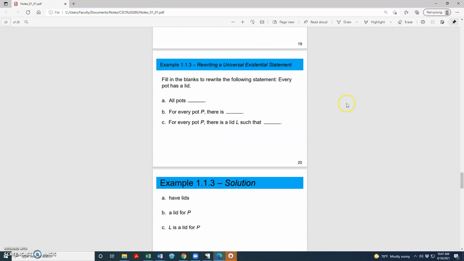All right, let's try a few more. My initial statement: every pot has a lid. So again, here's three ways I could phrase it. All pots have lids. For every pot P, there is a lid for P. And for every pot P, there is a lid L such that L is a lid for P.